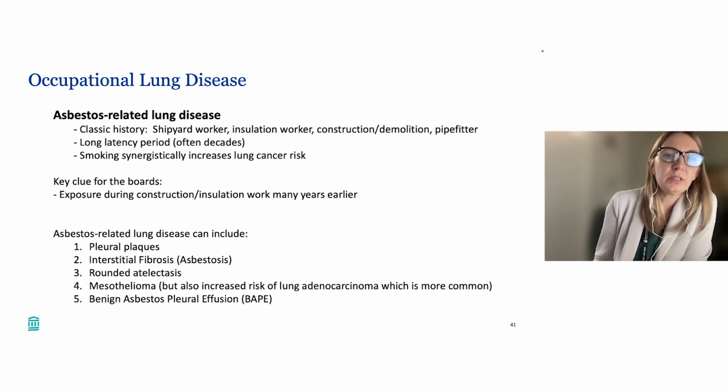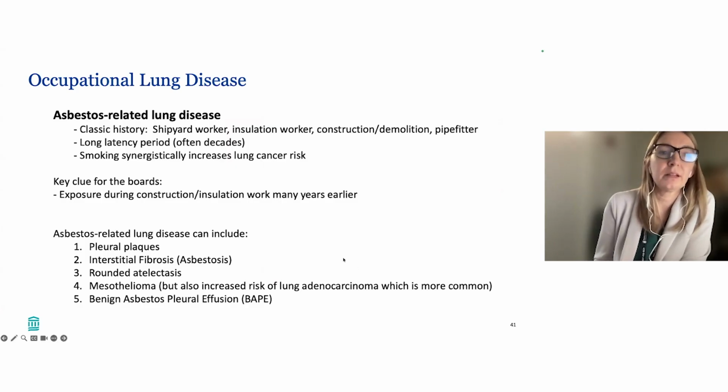And asbestos-related lung disease gets its own slide because it can present in so many ways. The classic history of someone with asbestos-related lung disease includes a shipyard worker, an insulation worker, someone in construction or demolition, or a pipe fitter. It can have a very long latency period, often decades, before the lung disease shows up. And then smoking synergistically increases the lung cancer risk in these patients.